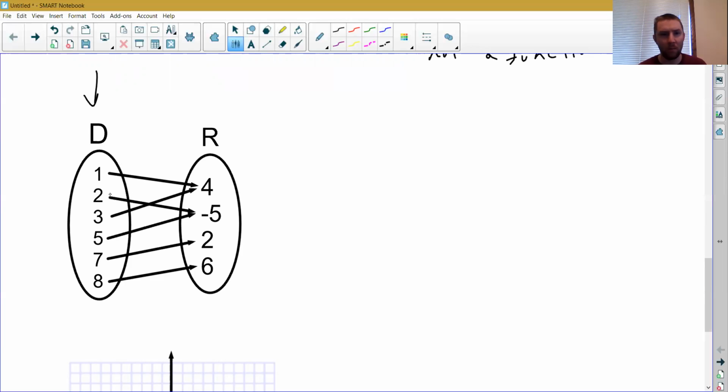What about the 2 in my domain? That goes to -5, and that's the only arrow. 3 goes to 4, and that's its only arrow. 5 goes to -5, and that's its only arrow. 7 goes to 2, and 8 goes to 6. So each of those domain numbers only has 1 arrow coming off of them. So I can say, yes, this one is a function.